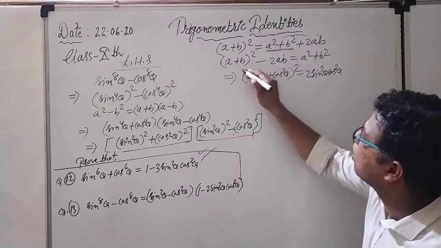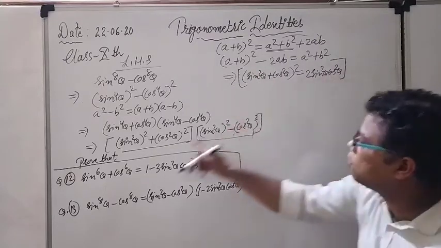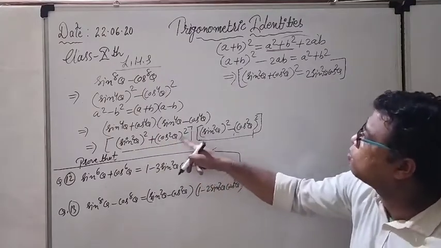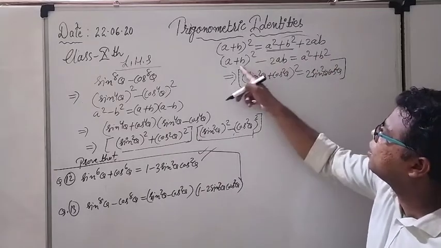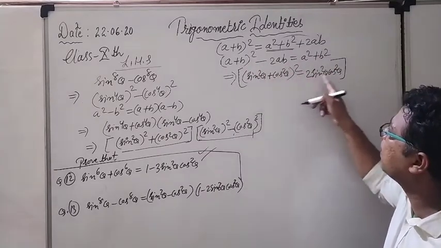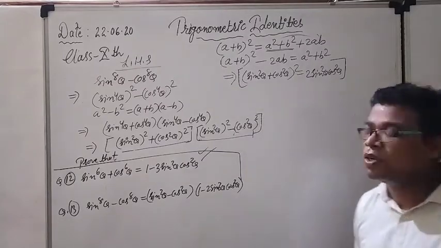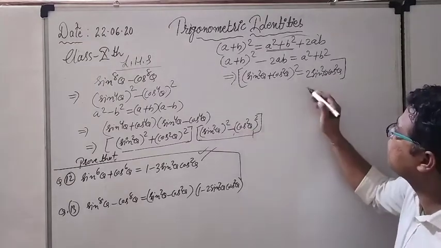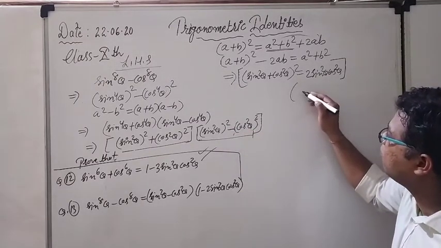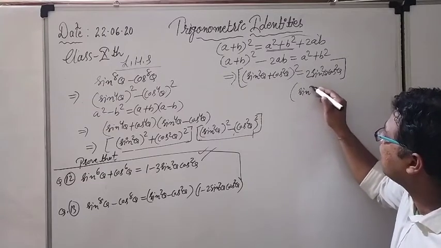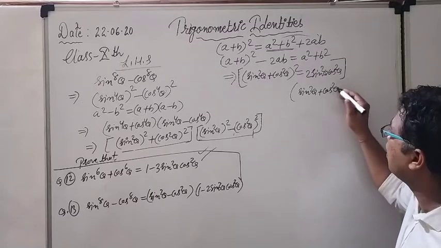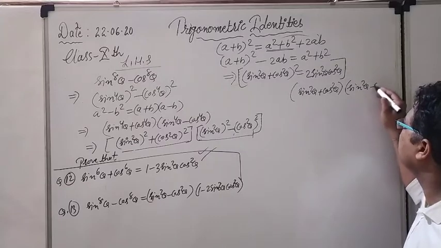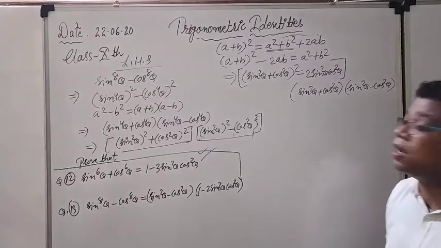So see the things, I will use the big bracket here. This is for this particular thing: sin square theta whole square plus cos square theta whole square means a square plus b square. A square plus b square can be written as (a plus b) whole square minus 2ab, where a is sin square theta and b is cos square theta. And for this, you can see this is a square minus b square. So it gives one bracket, a plus b, meaning sin square theta plus cos square theta, and another bracket, a minus b, meaning sin square theta minus cos square theta. I think things are clear to you.